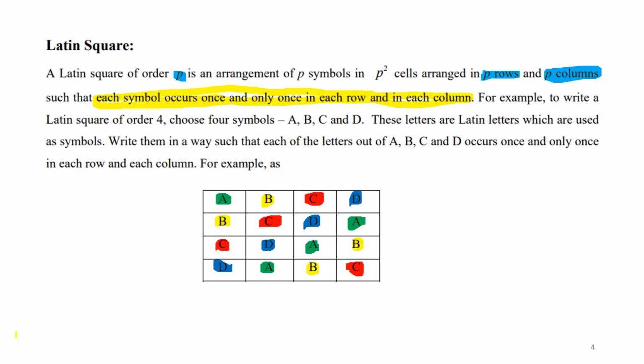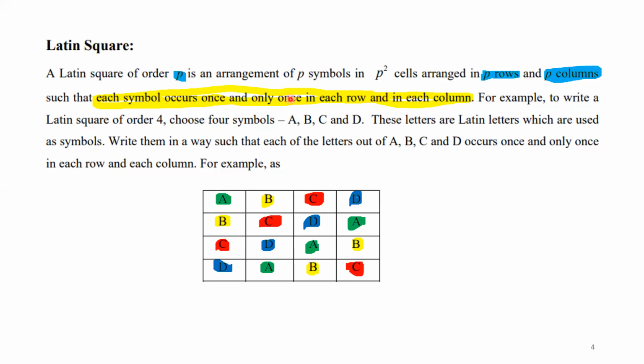So when you see letter A, it happens in column 1 and row 1 here, column 2 and row 4 here, column 3 and row 3 here, column 4 and row 2 here. Then likewise, the other letters also appear once in each column and each row.